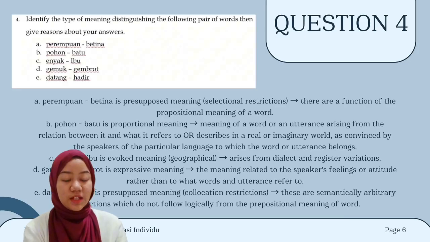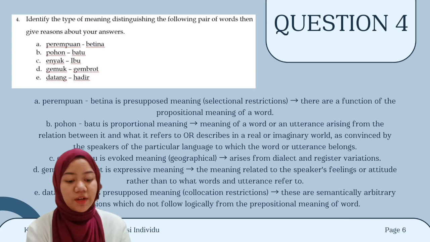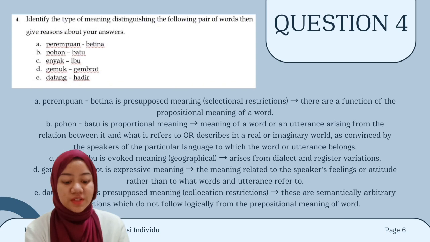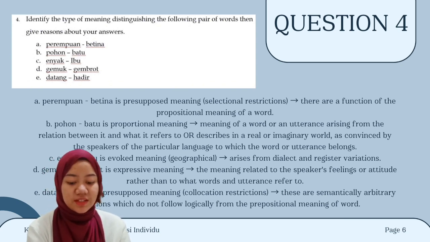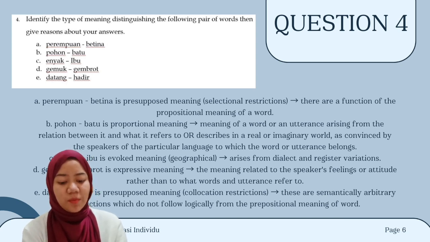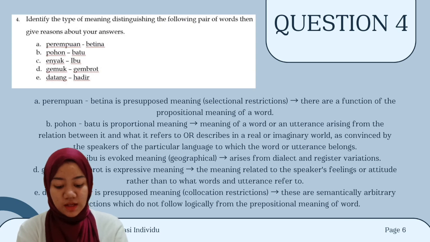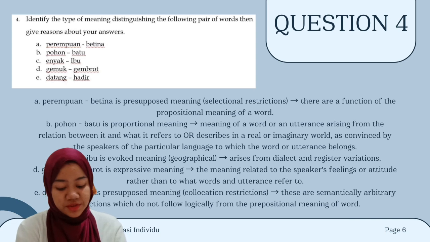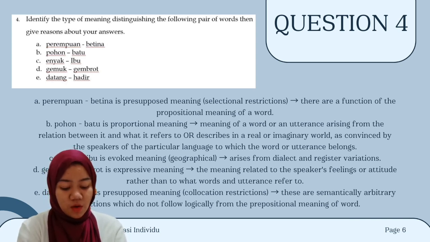And the last question is, identify the type of meaning distinguishing the following pair of words, then give reasons about your answers. First one is A, perempuan and betina. It is presupposed meaning, selectional restrictions. There are a function of the propositional meaning of a word. Why is it presupposed meaning? Because perempuan and betina both refer to female beings, but perempuan is more commonly used to refer to human females, while betina is typically used for female animals.